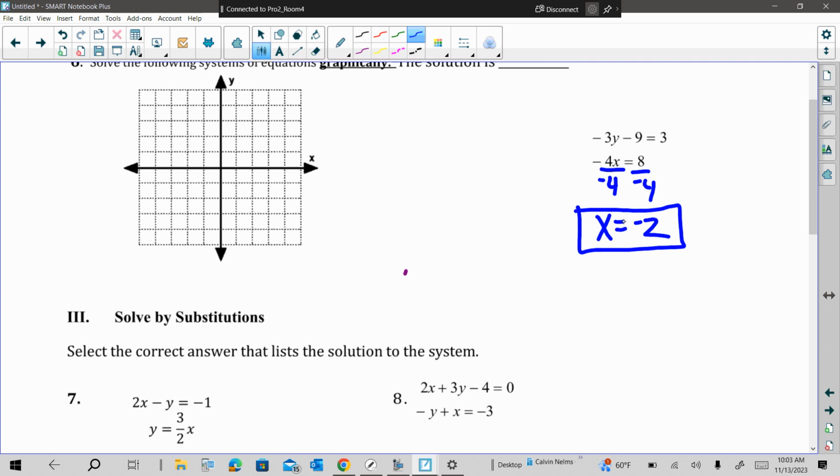Because if you go on the x-axis to negative 2, which is right there, what type of line would you have to draw through that point? Yep, it is vertical. So anything that's x equals a number, an x coordinate, is a vertical line. On the first equation, you're going to have to solve this for y.